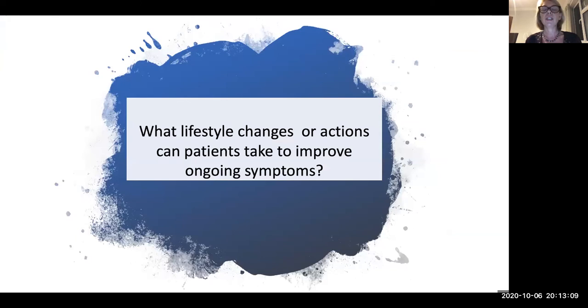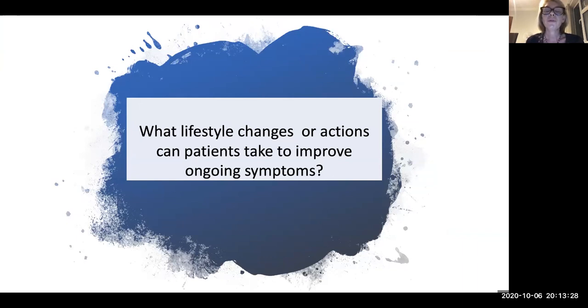Lifestyle changes or actions patients can take to improve ongoing symptoms. I mean, nothing really over and above what one should be doing as part of normal lifestyle changes, particularly when you're faced with an acute life-threatening disorder such as TTP.